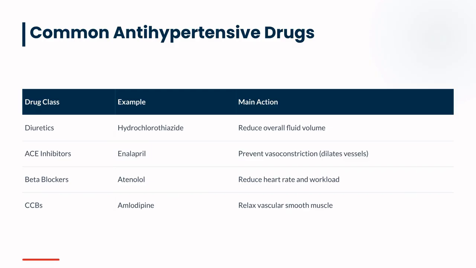Pharmacological management involves common antihypertensive drug classes. Diuretics, like hydrochlorothiazide, reduce overall fluid volume. ACE inhibitors, such as enalapril, prevent vasoconstriction. Beta blockers, like atenolol, reduce heart rate and workload. CCBs, like amlodipine, relax vascular smooth muscle.